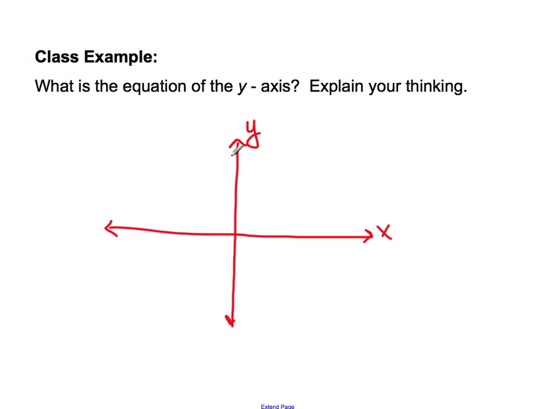Okay, so the y-axis is just this. Well, it's a vertical line, and where does it cross? It crosses at (0, 0). So it has to be x is equal to 0. Okay, so it's still a vertical line. It does have an equation. And yeah, it's just x equal to 0. So again, using the exact same rules.